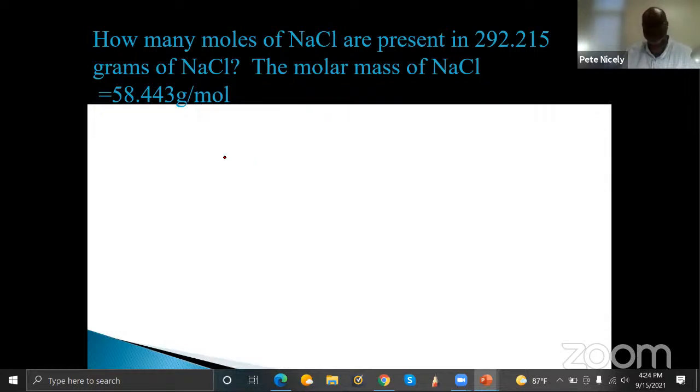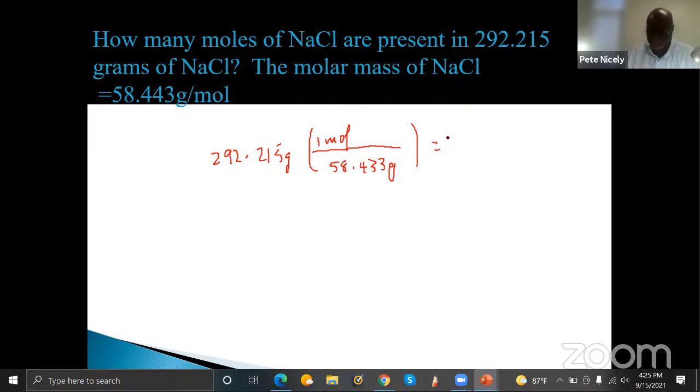So let me set up my pen here. The way you'd set this up is that you start off with the 292.215 grams, and you multiply that by 1 mole divided by 58.433 grams. And let me do the number crunching here, 292.215 divided by 58.433. And according to my calculations, when this is rounded off to 5 sig figs, yes, 5 sig figs, this works out to be equal to 5.0009 moles.